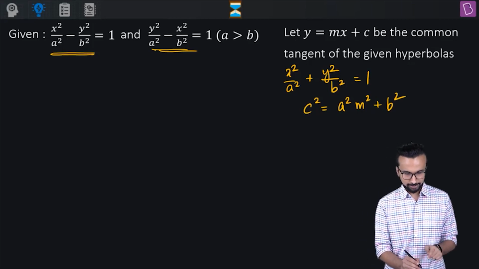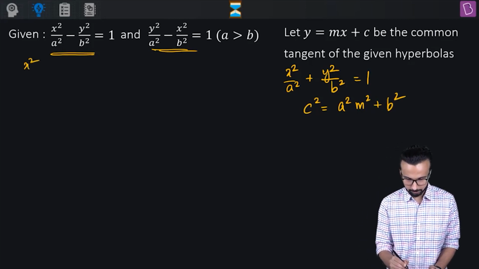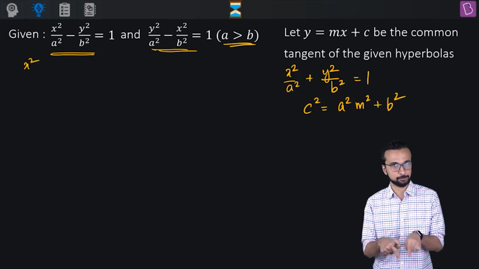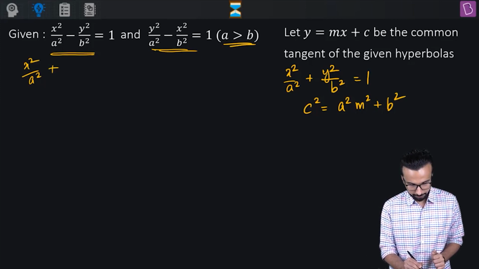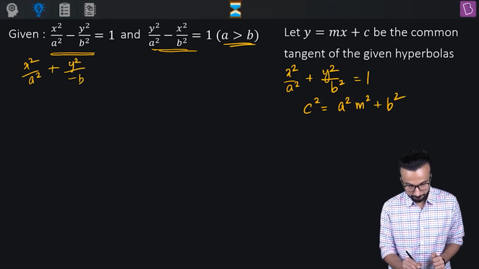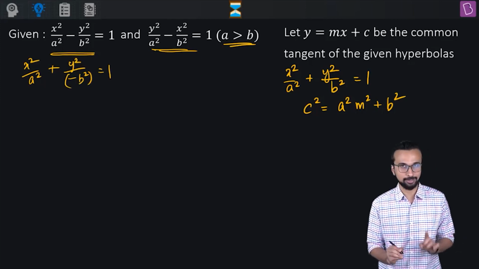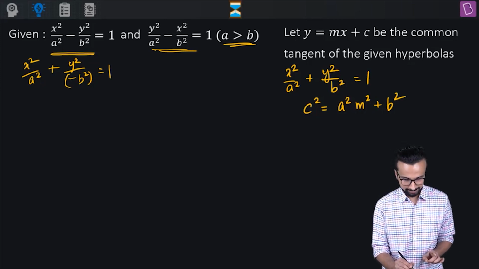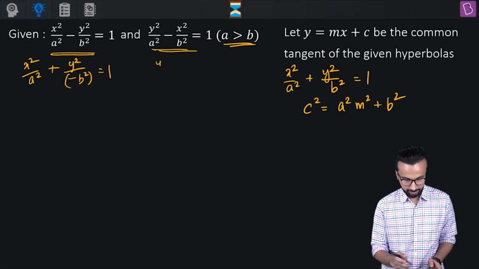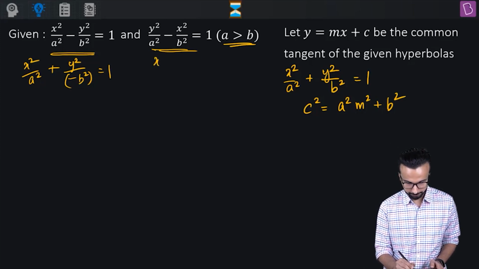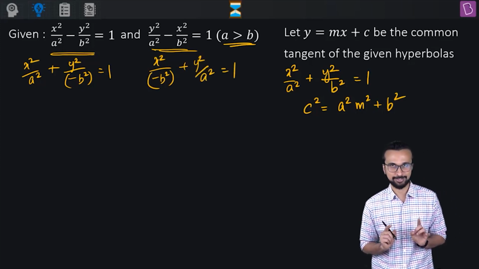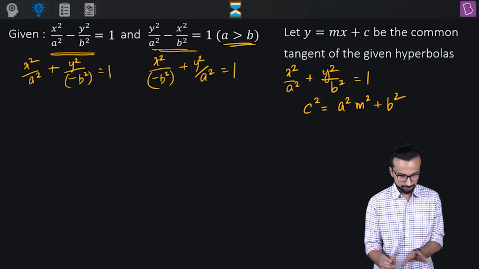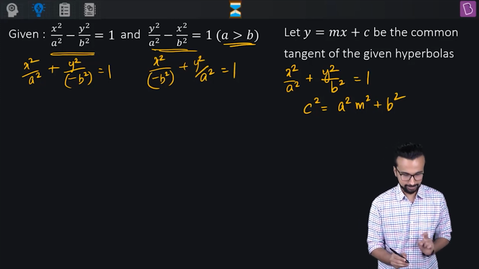I'll just compare and bring it across here. Here it's given that a is greater than b, so this will work out clearly. x square by a square plus y square by minus b square equal to 1 is the first hyperbola. And the second one, I'll write this way: x square by minus b square plus y square by a square equal to 1. Now let's bring in the conditions.